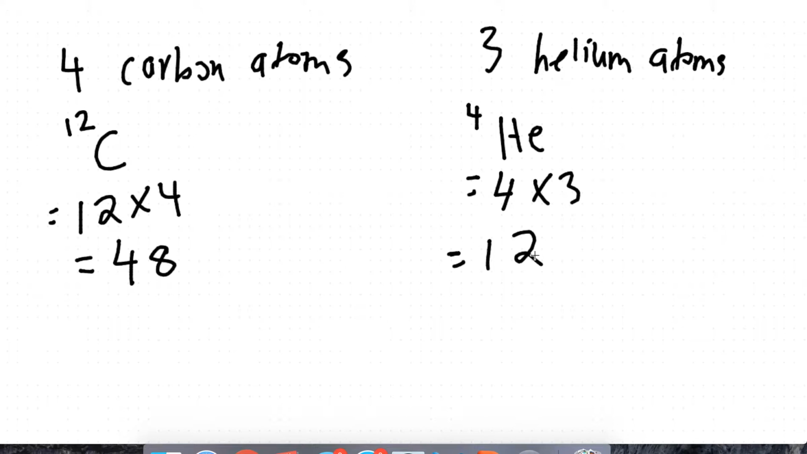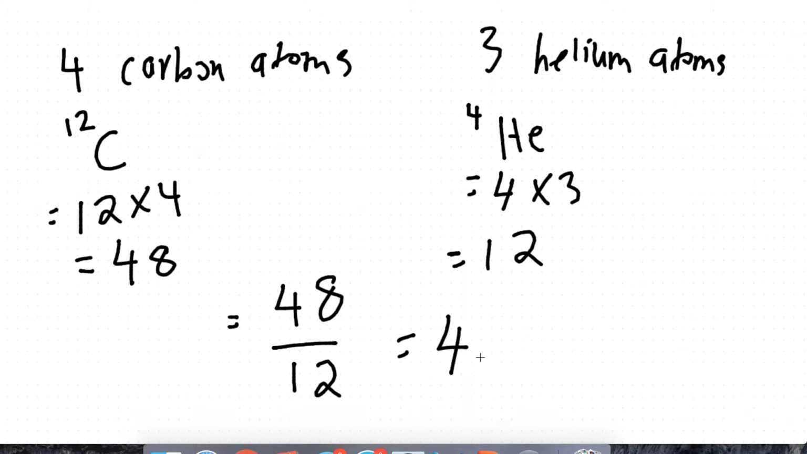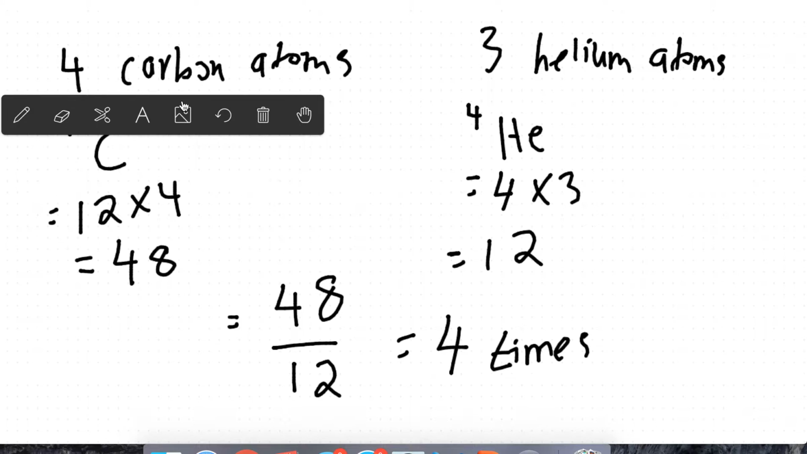So, what does the question want? Calculate how many times larger is the mass of 4 carbon atoms compared to that of 3 helium atoms. Same thing, 4 carbon atoms will be greater than 3 helium atoms by 48 divided by 12 equals 4 times. You see the logic, guys? We're building, we're getting there. Keep at this, we're going to get through this, and we're going to make an A in chemistry.